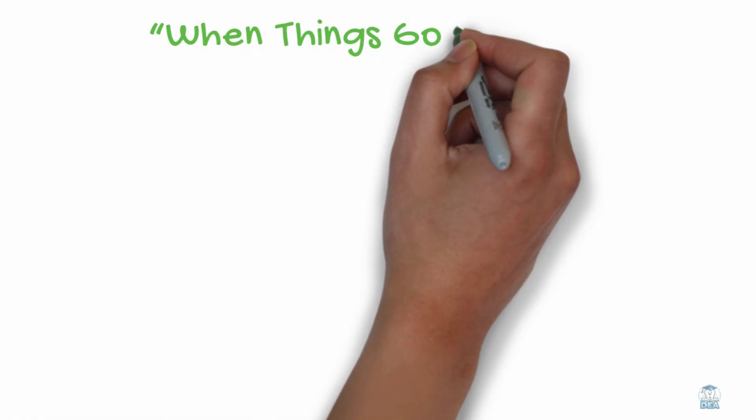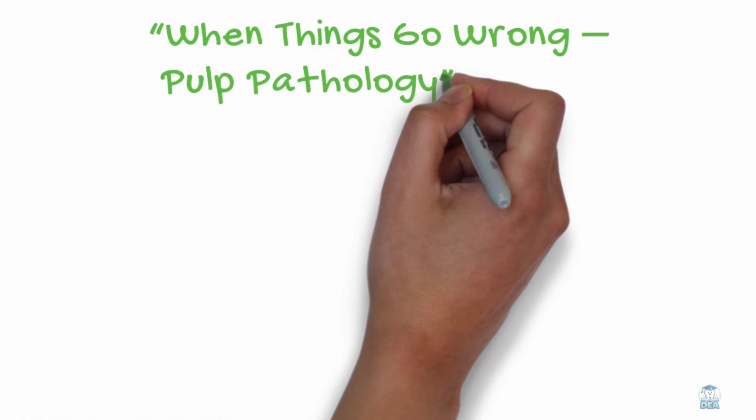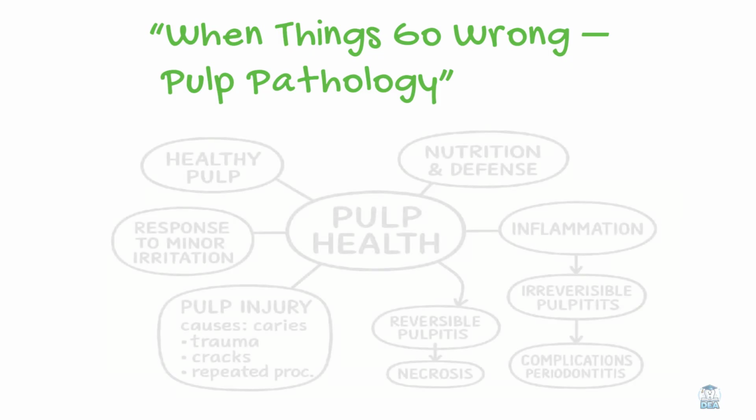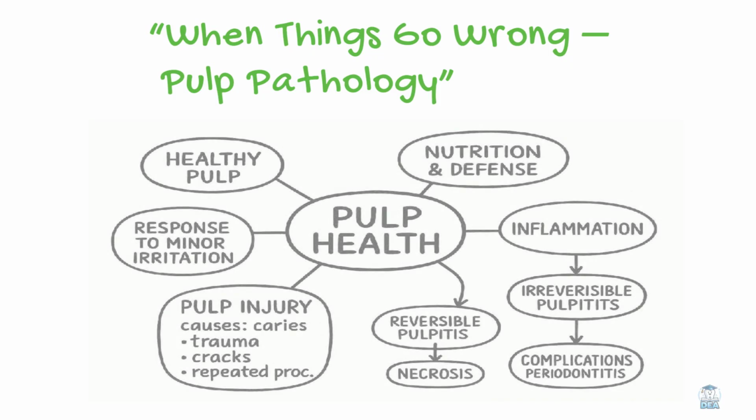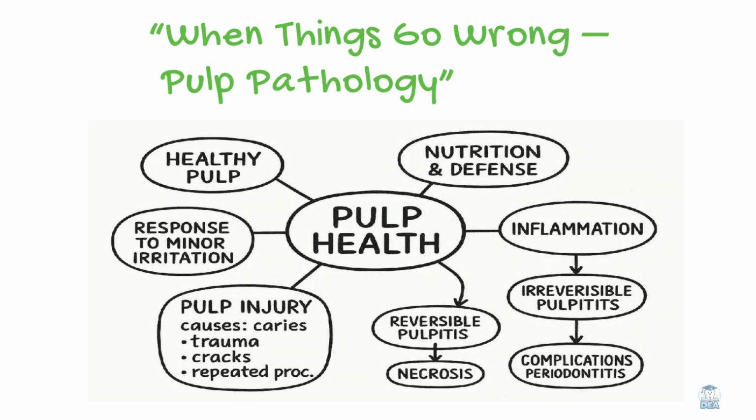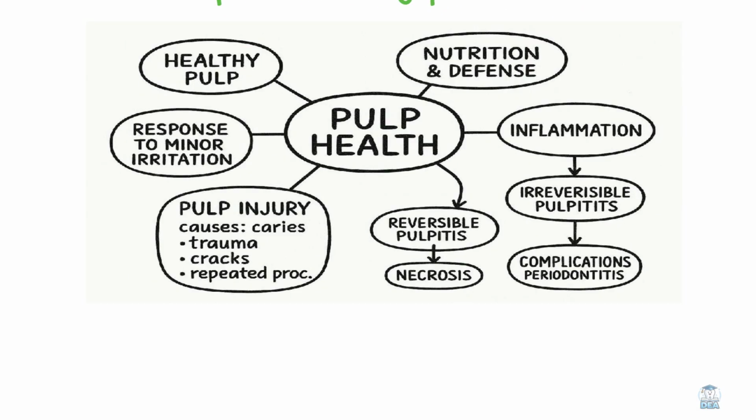When things go wrong: pulp pathology. Let's zoom in to the heart of the tooth, the pulp. It's small, soft, but mighty, until things go wrong. Here's a quick map to guide us through pulp health, injury, and the domino effect that leads to periapical disease.